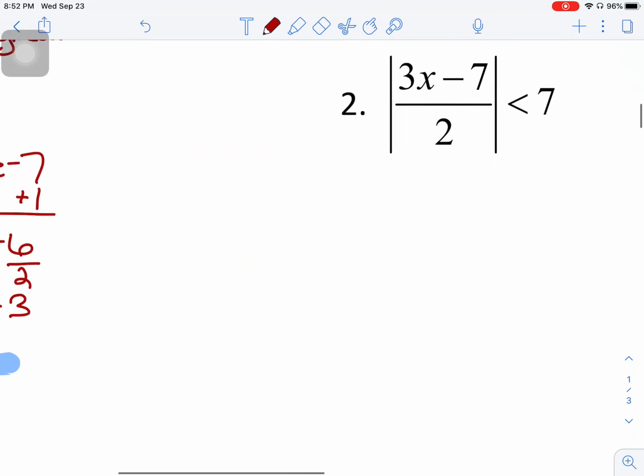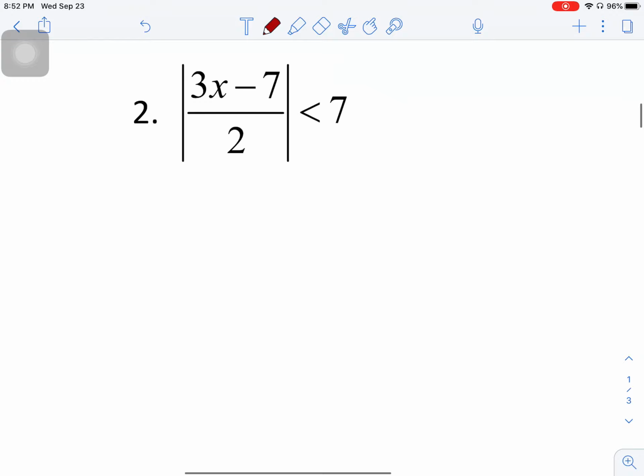I'm going to slide on over to number 2 here. All right, first things first, inequality, we have less than again. So this means I am dealing with some kind of an "and". All right, so the first one is the easy one.